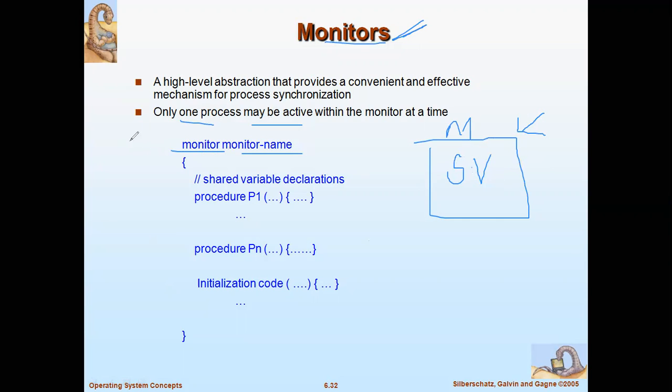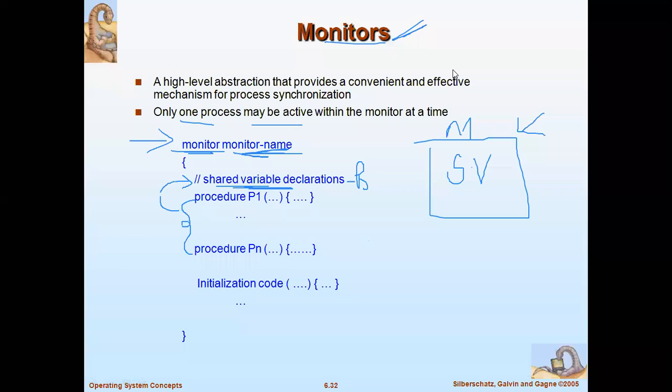The syntactic view of a monitor is given like this. There is a construct monitor followed by the name of the monitor, and inside you will have shared variables, and procedures which will be used to access these shared variables. You can consider these shared variables as private, and the procedures as public. These public procedures will be used to access the private shared variables. Remember, only one process will be allowed to enter the monitor. And you also have an initialization code here.